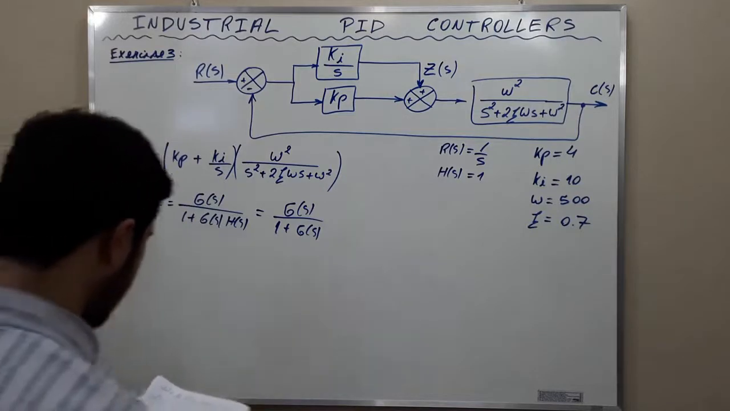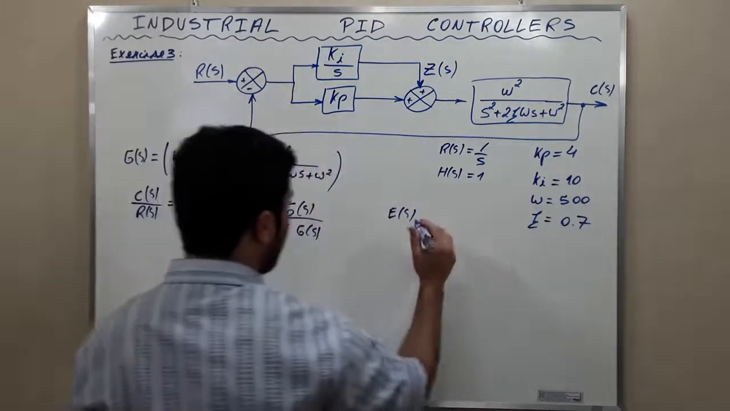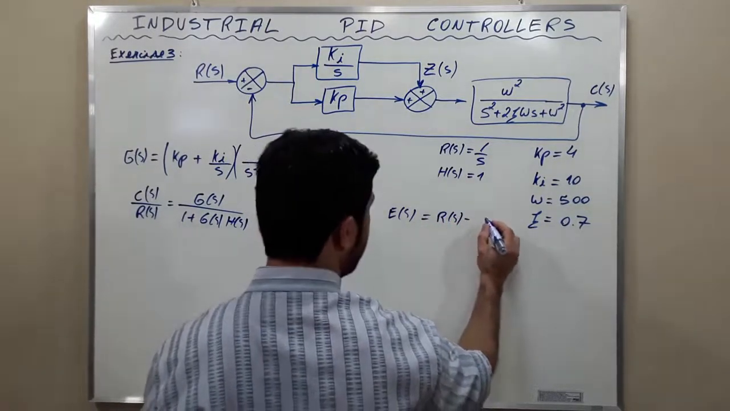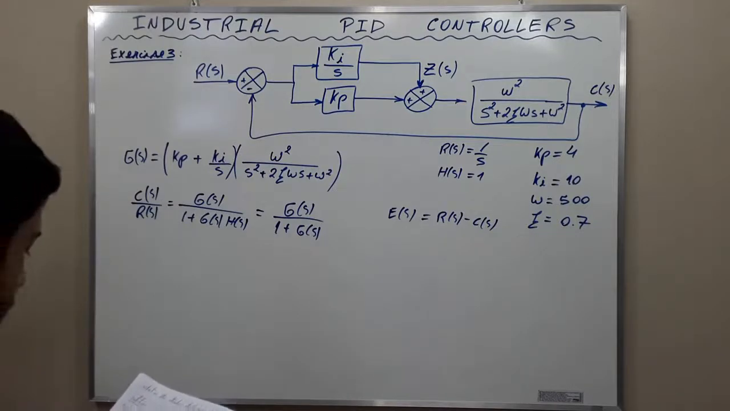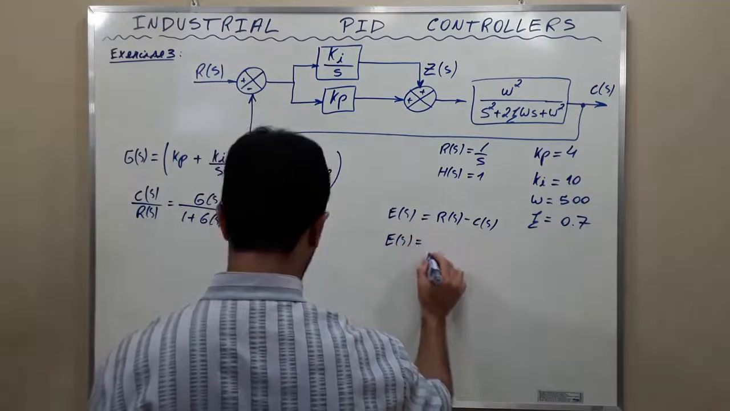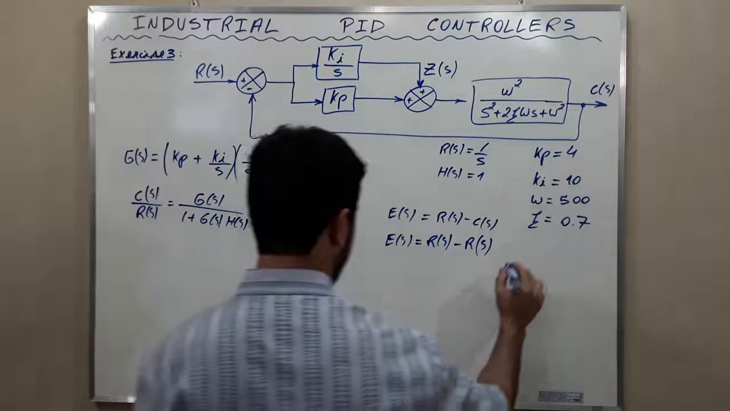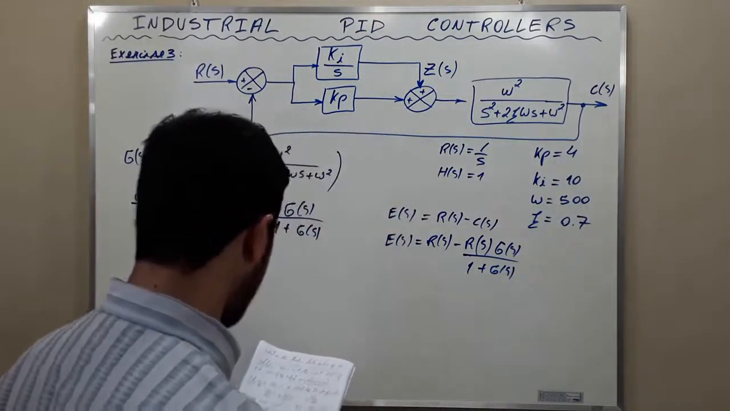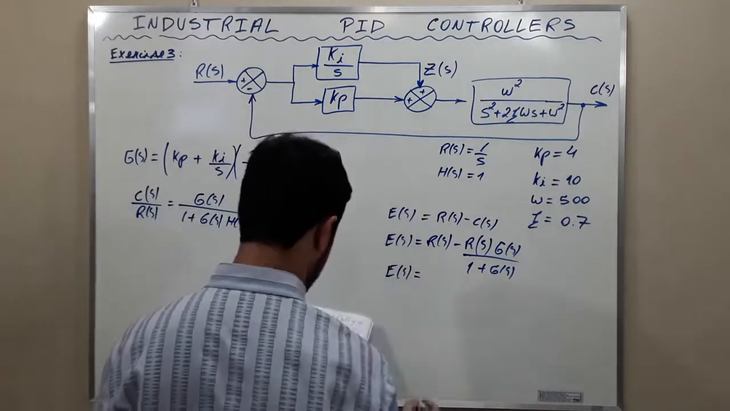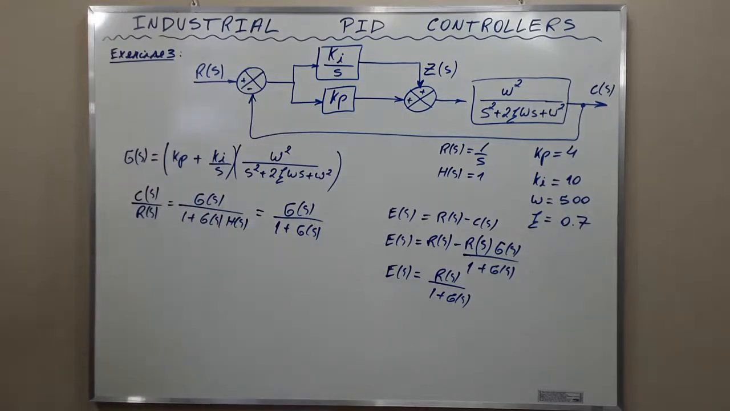And since the error signal here is R(S) minus C(S), E(S) is going to be equal to R(S) minus R(S) times G(S) over 1 plus G(S). And then we find that this is equal to R(S) over 1 plus G(S). Okay? This is the simplification of the expression of the error signal.